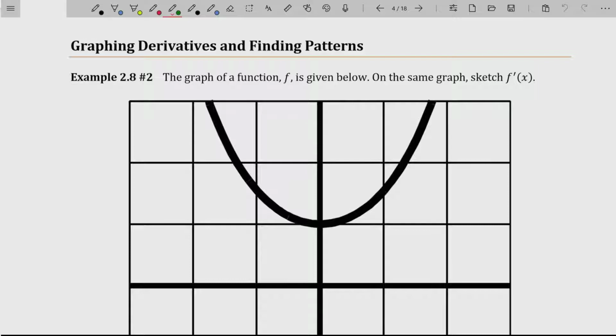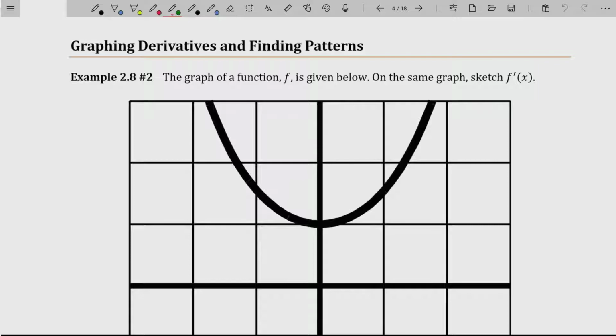Let's graph some derivatives given functions. This is a skill that I think is so critical. My students can guarantee that something like this will be on an exam. So practicing this is of utmost importance. And I try to give you the easiest way to do this. So here's a function f right below, and we're supposed to graph f prime, the derivative.